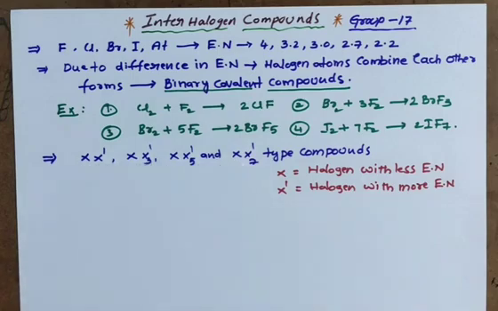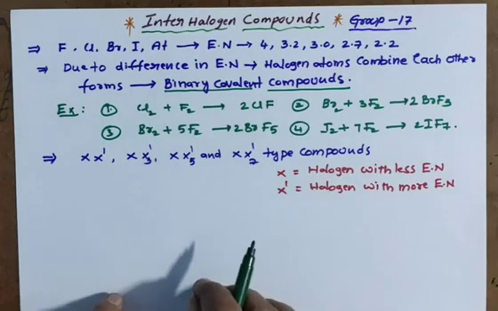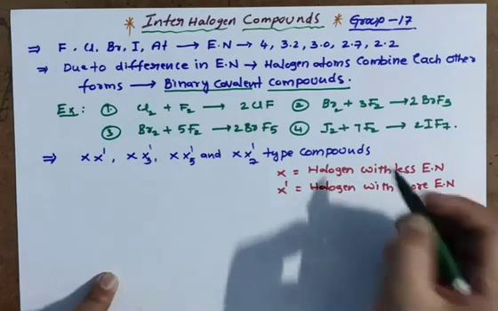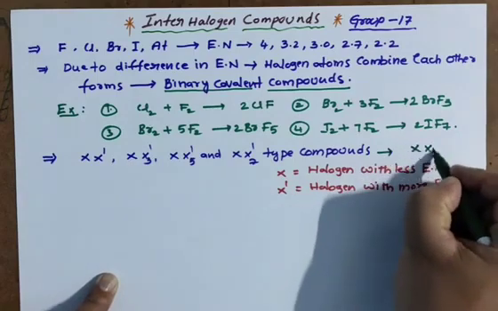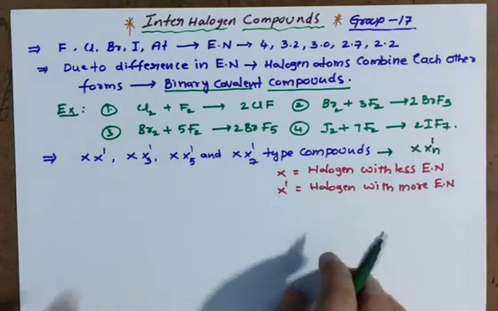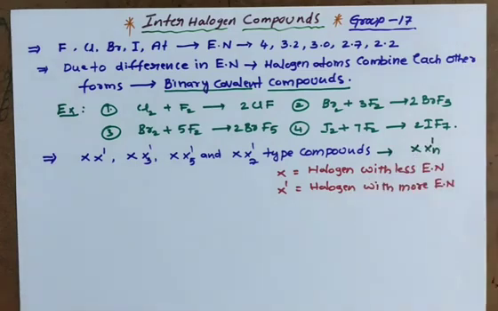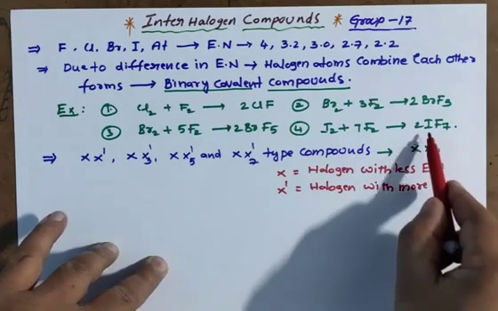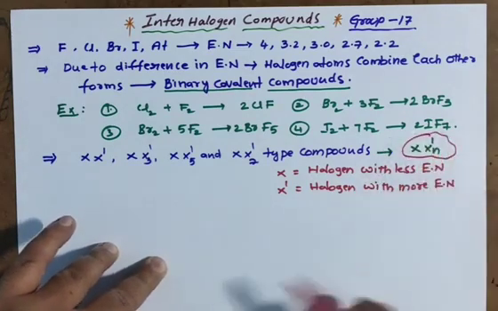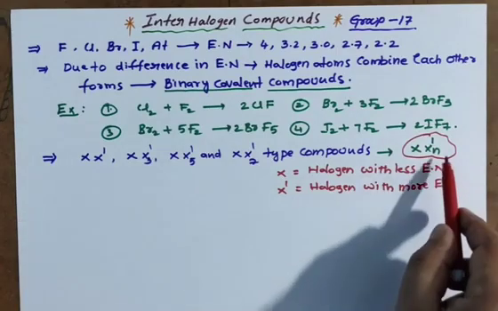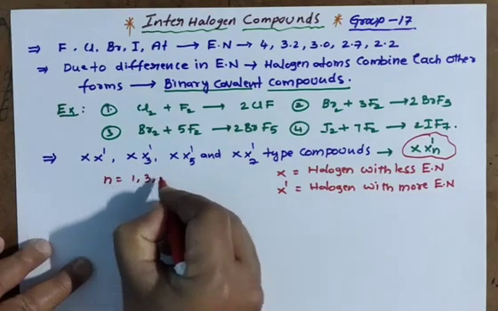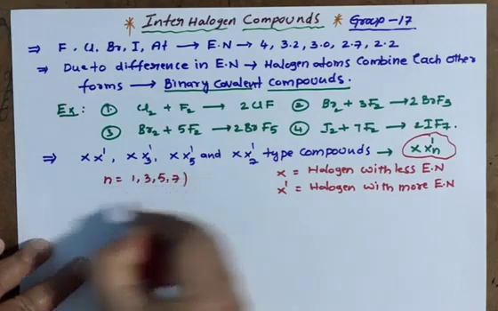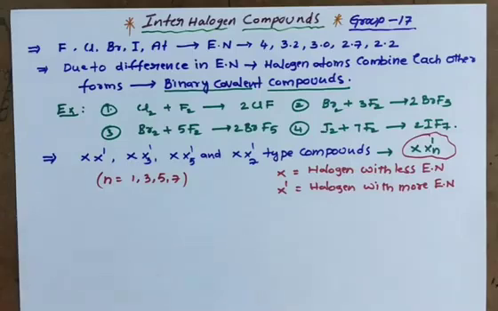Clear? The general form is XX'n type compounds, where n is 1, 3, 5, 7 only. No other.